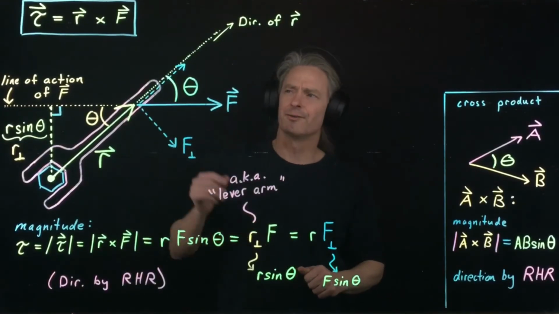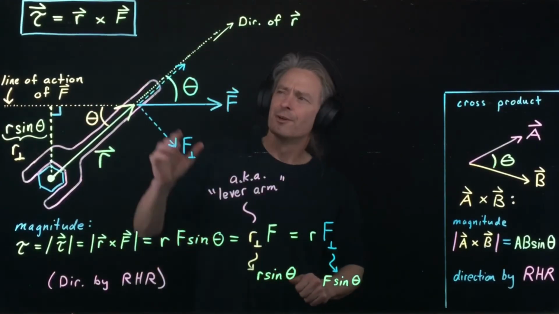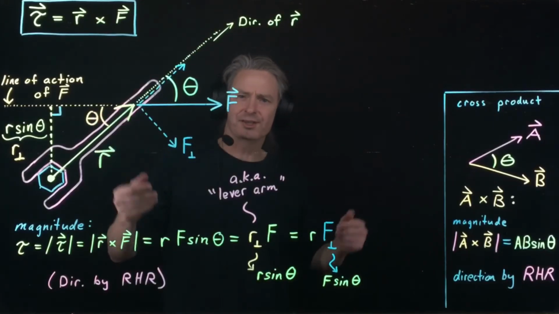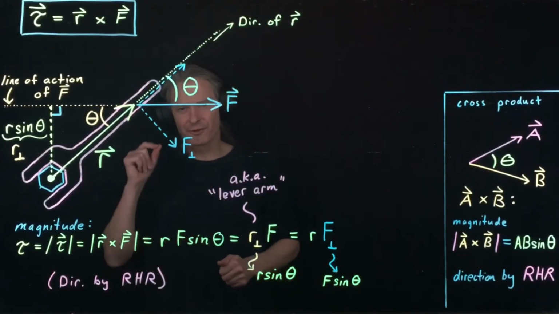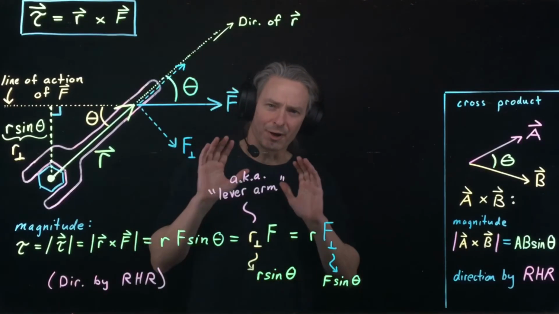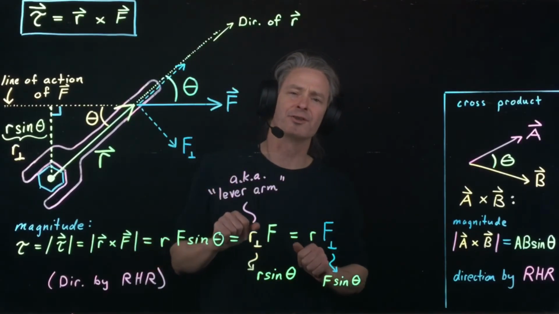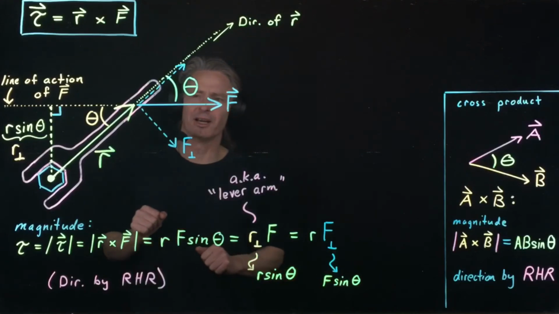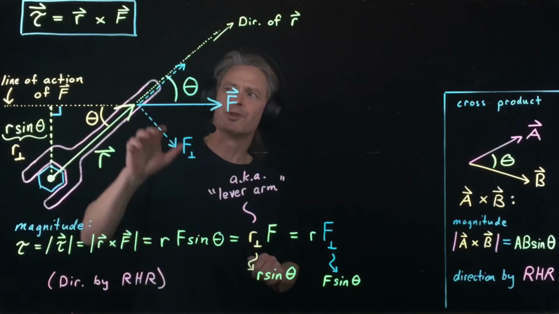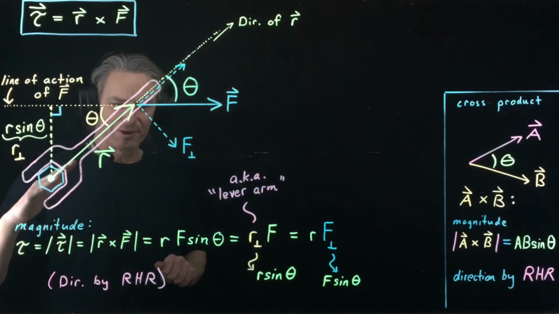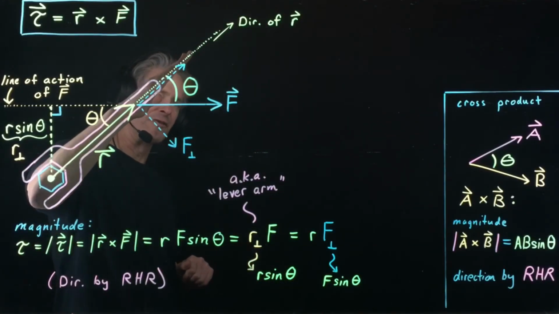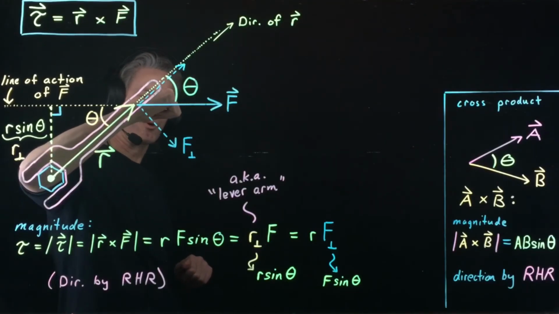Let's now consider the direction of the torque. The direction of the torque vector is necessarily in the direction of r cross F. And remember, the direction of a cross product of two vectors is perpendicular to both those vectors, in the direction given by the right-hand rule. So, to get the direction of r cross F, I take my right hand, I put the fingers of my right hand in the direction of the r vector, curl them into the direction of the F vector, and my thumb points in the direction of the torque.